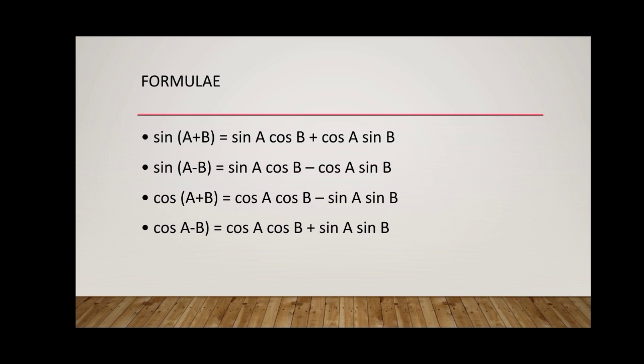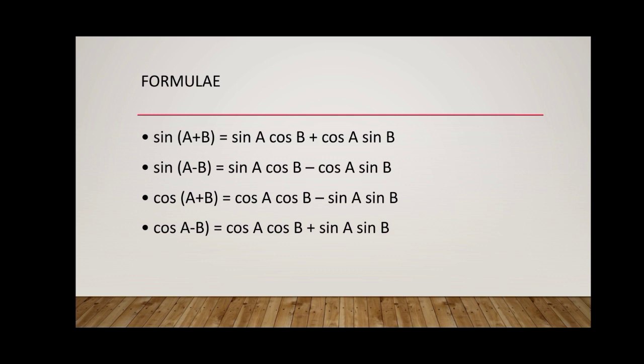This is the formula of sum and difference. The first one is sine A plus B is equal to sine A cosine B plus cosine A sine B. The second one is sine A minus B is equal to sine A cosine B minus cosine A sine B.